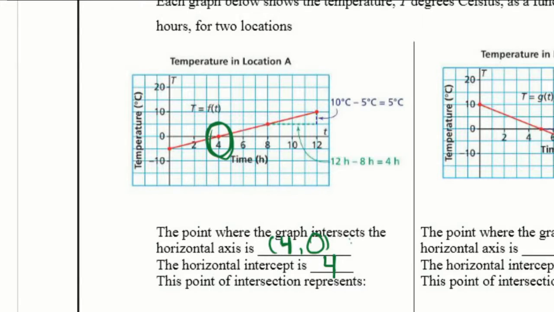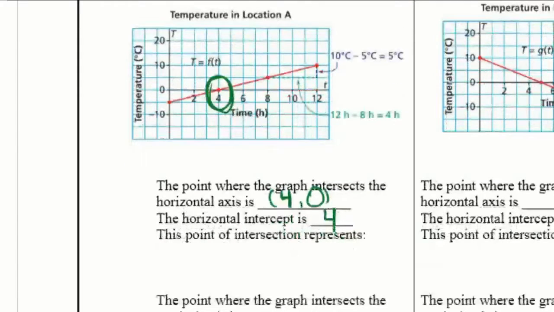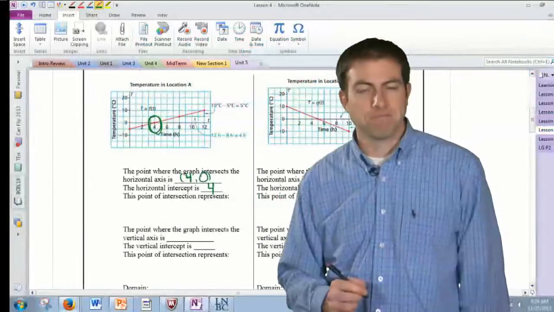And what is the significance of that point on this graph? Why do we care when it crosses that axis? What's the importance of that axis? If we were going to interpret the information as to what's going on here, what's significant about the horizontal axis?